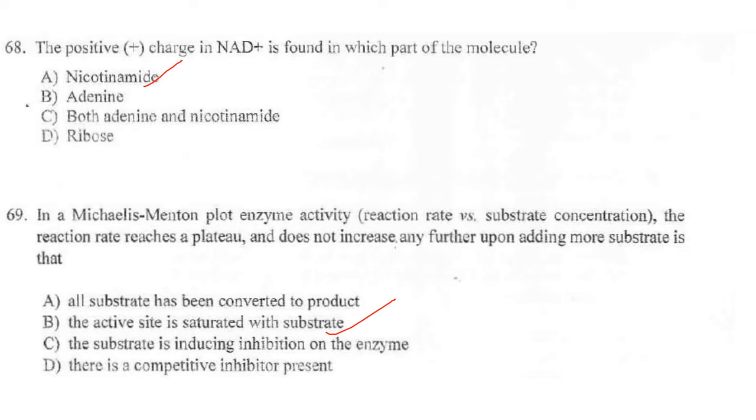Then Michaelis-Menten plot, enzyme kinetics, reaction rate versus substrate concentration. The reaction rate reaches a plateau and does not increase any further upon adding more substrate. Is that because all substrate has been converted to products? No, the active site is saturated with the substrate. That is the answer, that is option B. The substrate is inducing inhibition on the enzyme? No. There is a competitive inhibitor present? No. So the answer is option B.